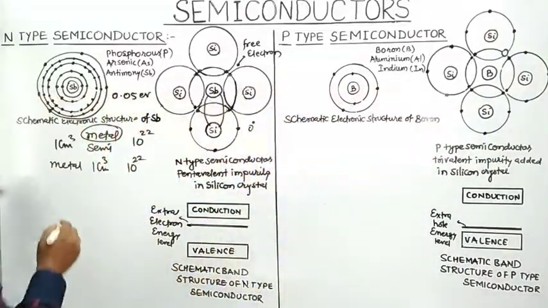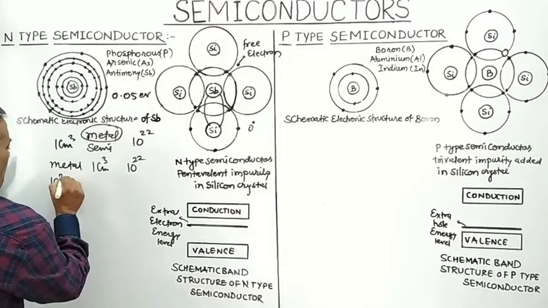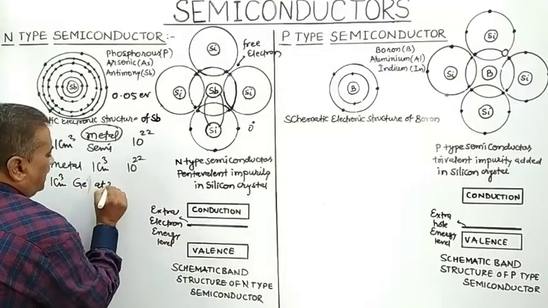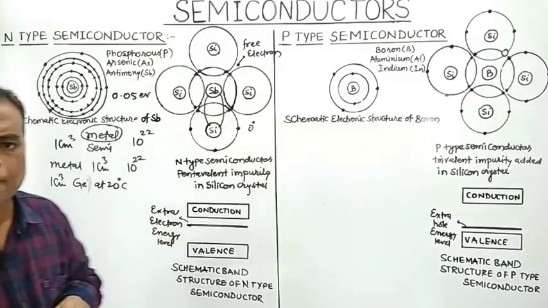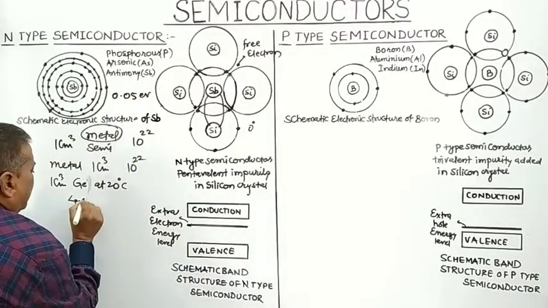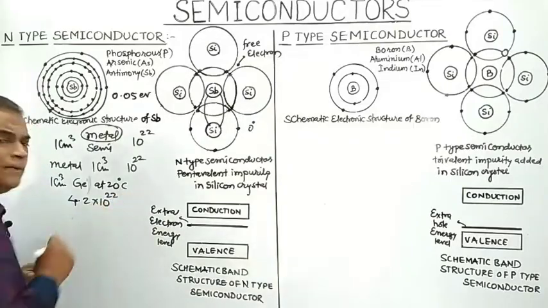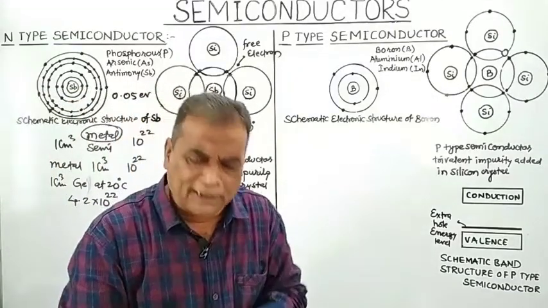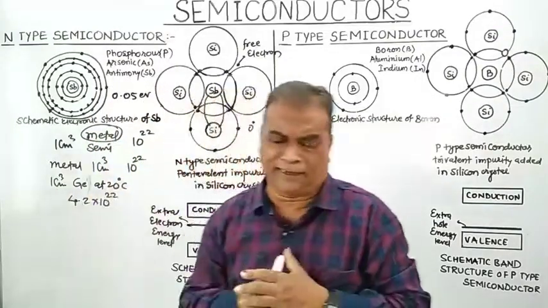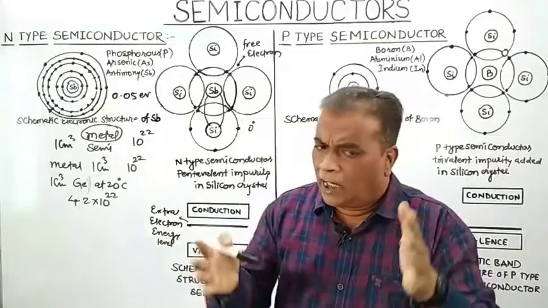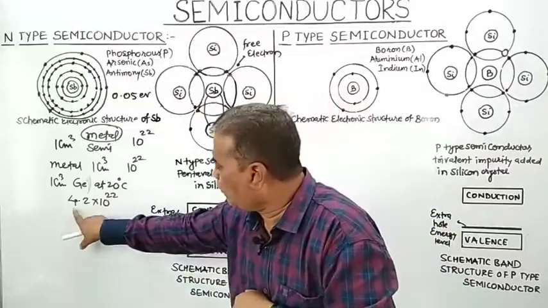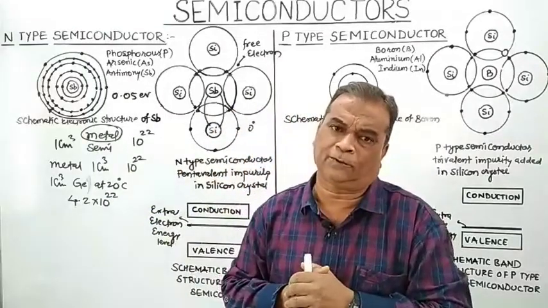But if I just consider 1 cubic centimeter of germanium at 20 degrees Celsius, then the number of atoms in it is 4.2 times 10 to the power 22. Means if we have a crystal of germanium whose volume is 1 cubic centimeter, and I count how many germanium atoms are present in it, they were found to be 4.2 times 10 to the power 22.